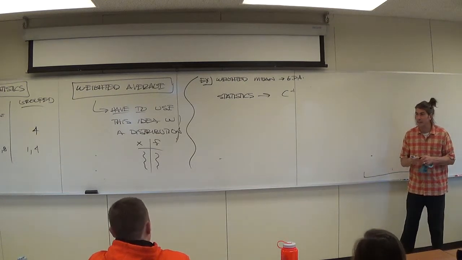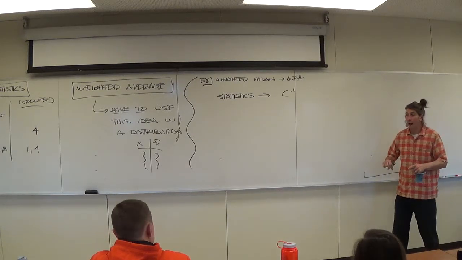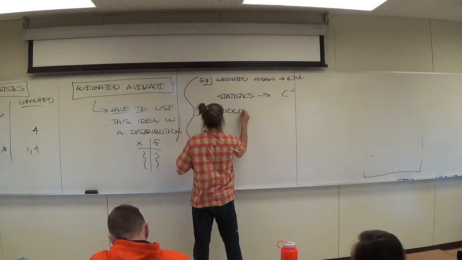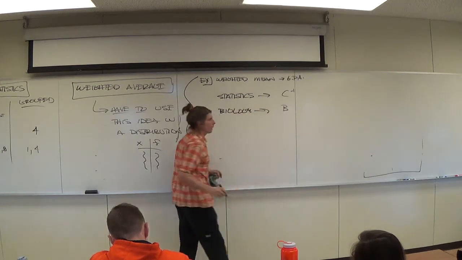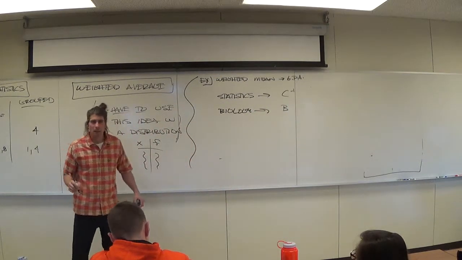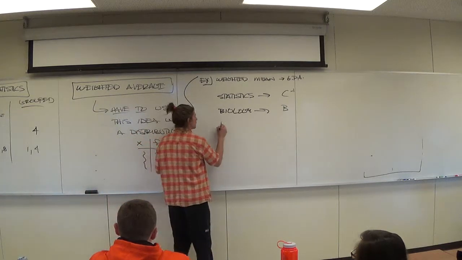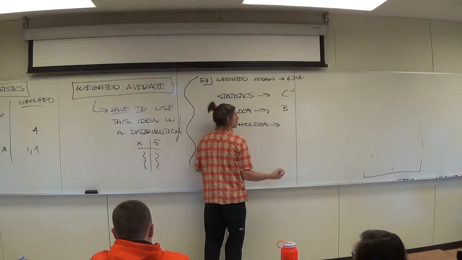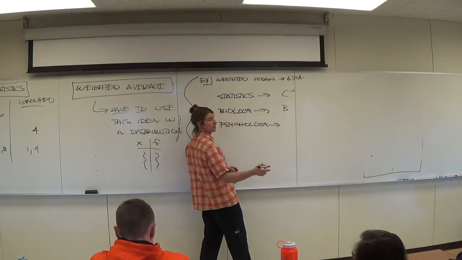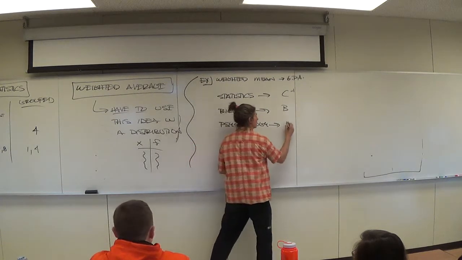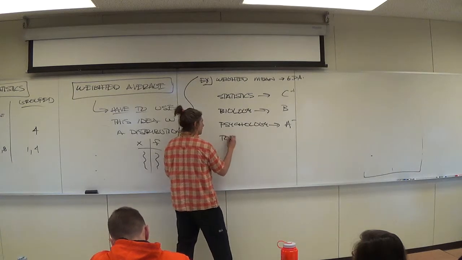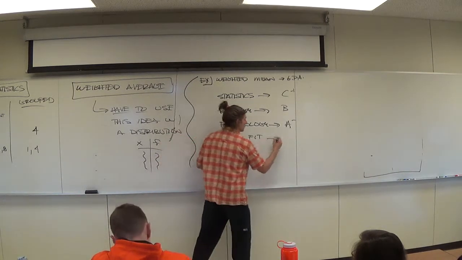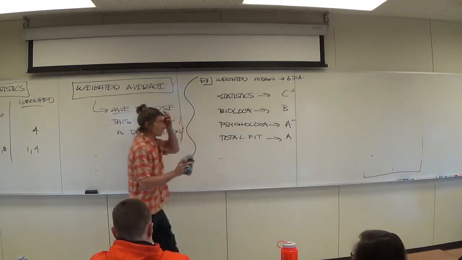What else is Johnny taking? Biology. What did he get in bio? B. Alright. What else is he taking? Psychology. What's he getting? B and A, B plus, A minus. And he's taking total fit, which is the greatest PE class ever. And you got an A in it.